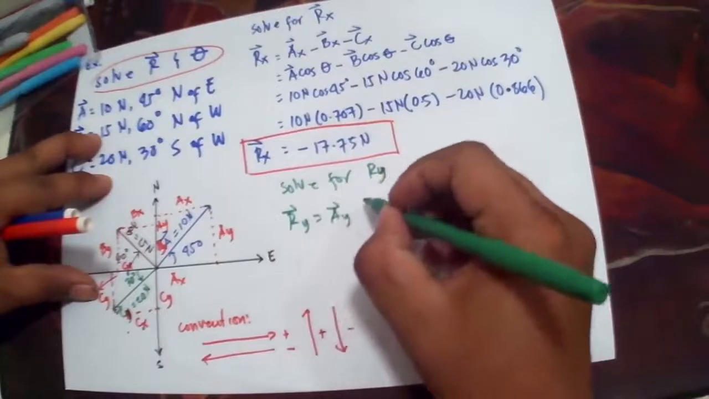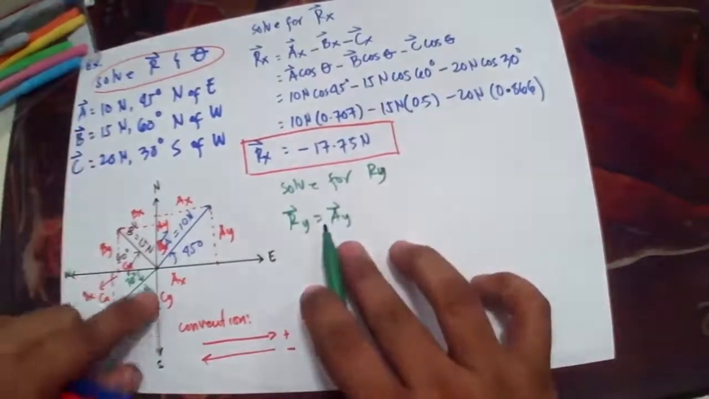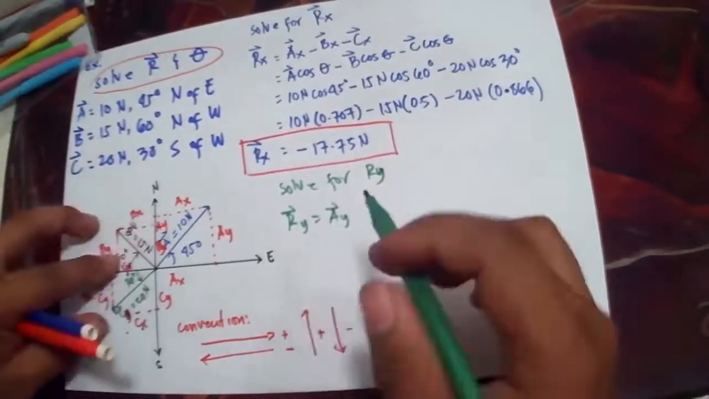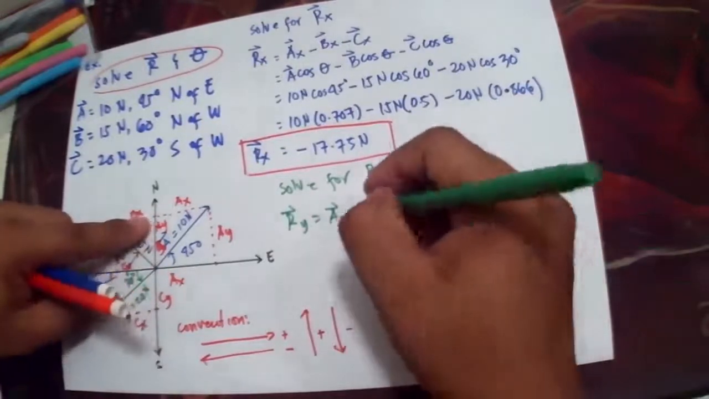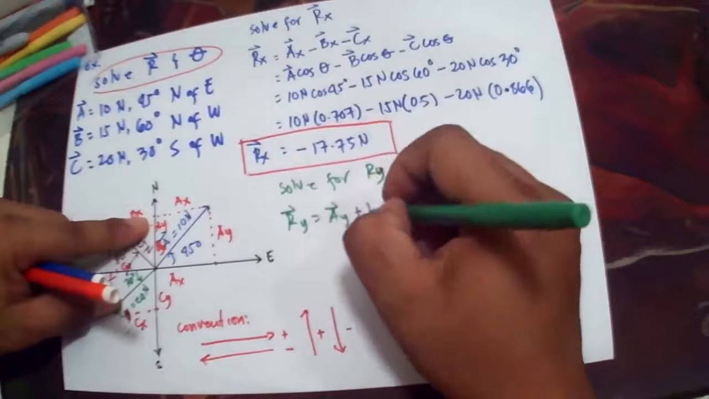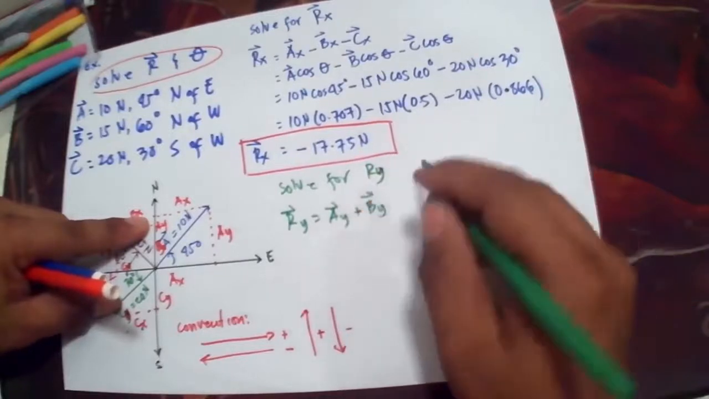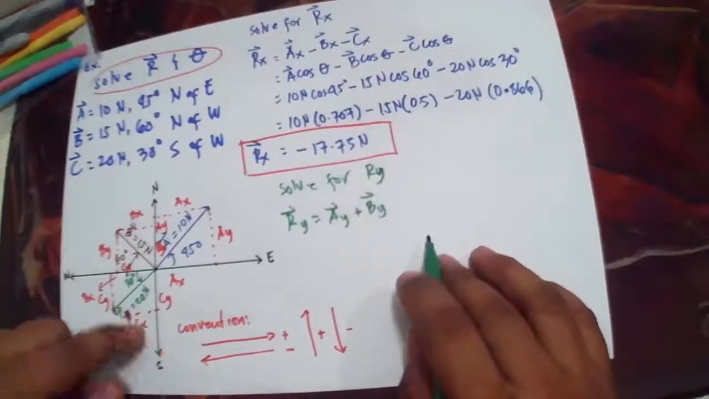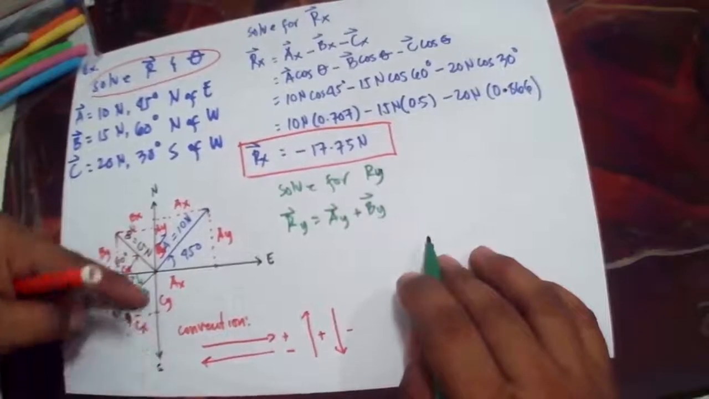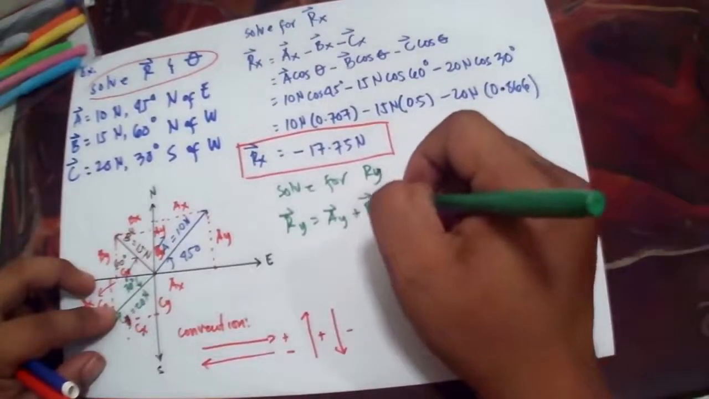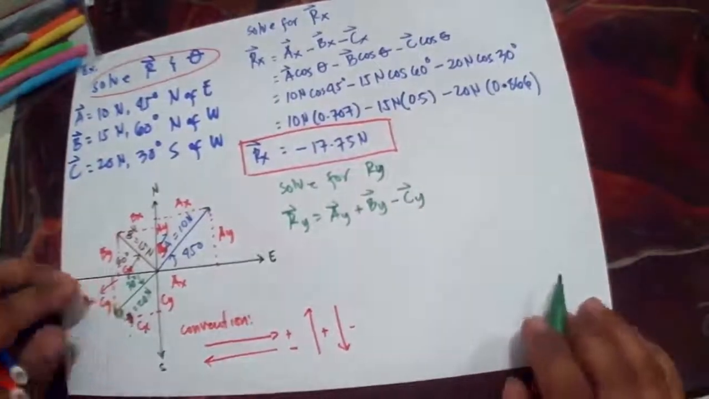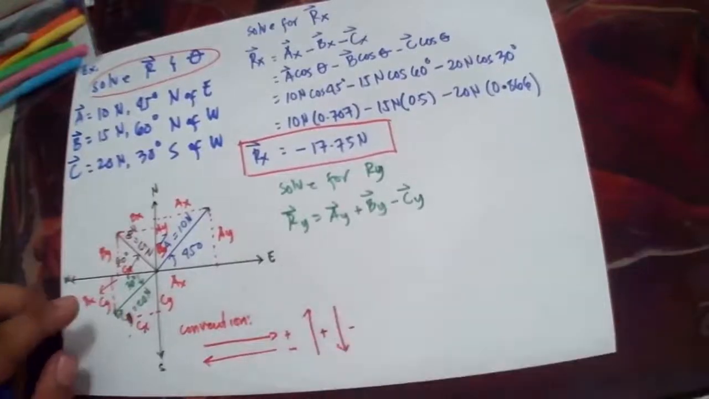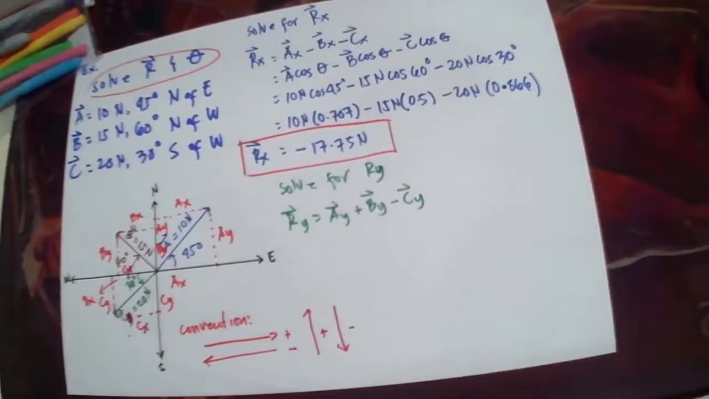Vector a sub y. Vector a sub y is still positive. And how about vector b? B sub y, still positive. So that's plus b sub y vector. And how about vector c sub y? Vector c sub y is here. So this is negative. So negative vector c sub y.